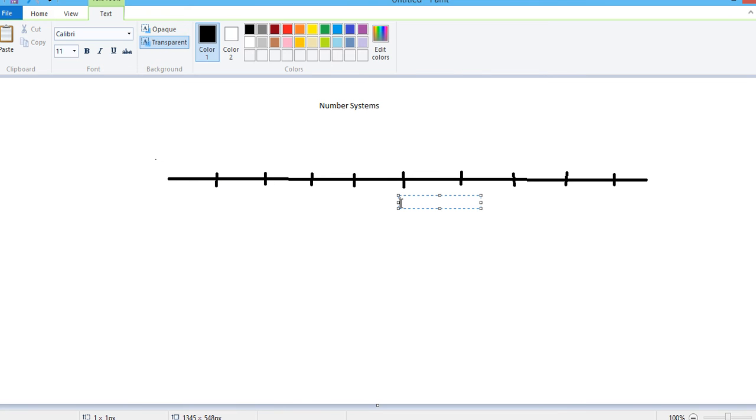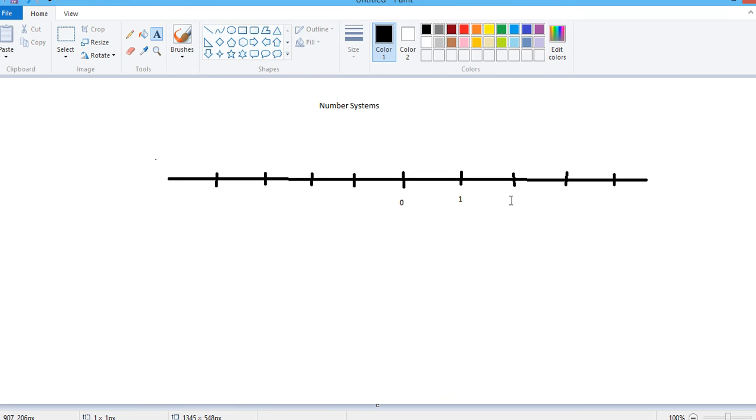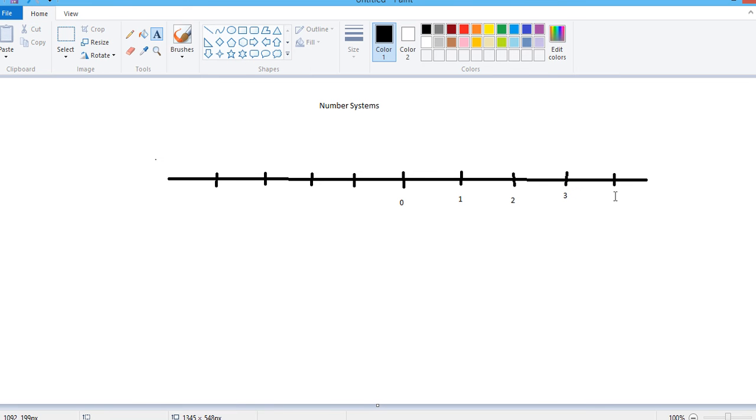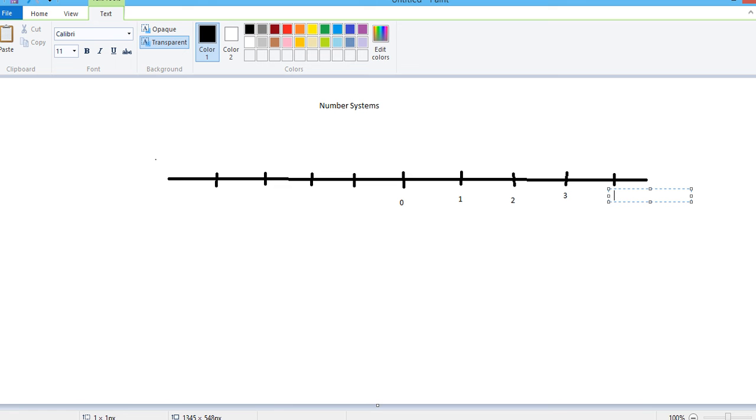And if this is 0, this will be +1. You can write 1 as well. Then 2, 3, 4 and so on. And this will be -1, -2, -3, -4 and so on.